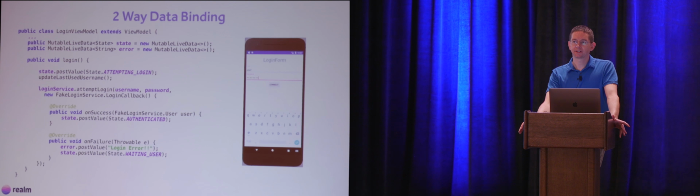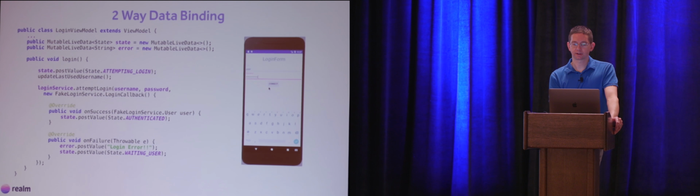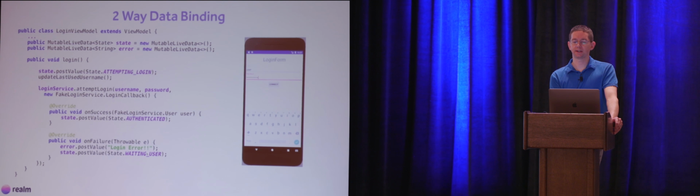I'm using LiveData a lot nowadays to manage state. So in this case, if you think about a typical login screen, the first thing is you're in a state of waiting for a user. The next thing is attempting a login. So you type in username and password, then you click connect, then you're going to be in attempting login. And then either that's going to be an error and you're back to waiting for a user, or it's going to be successful and you're authenticated.